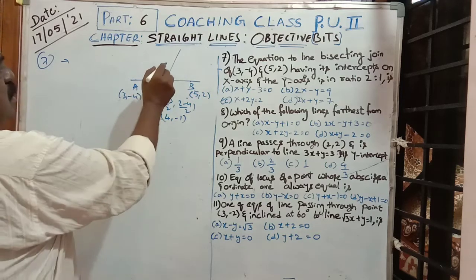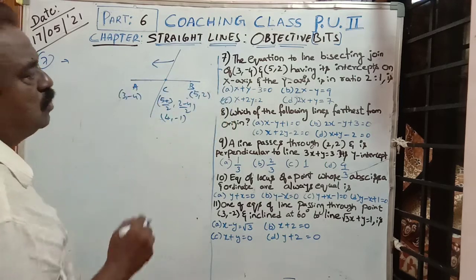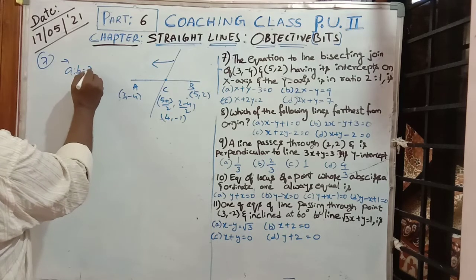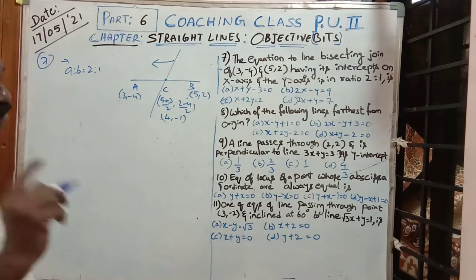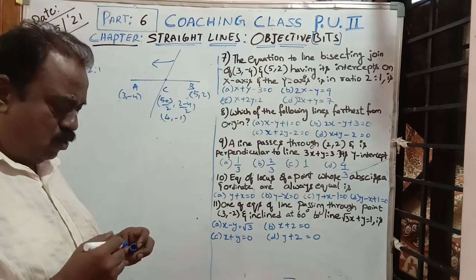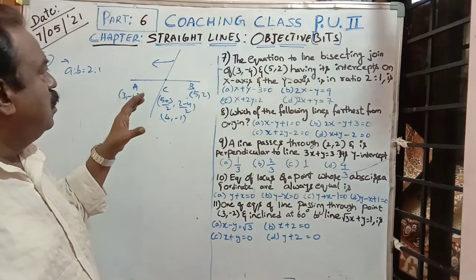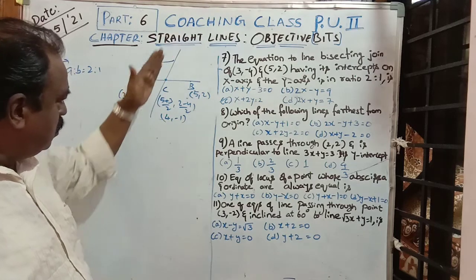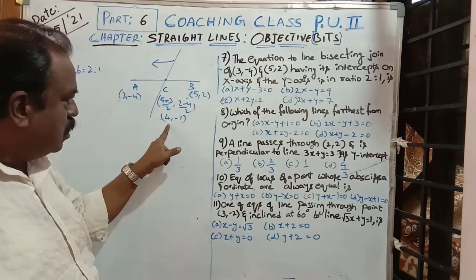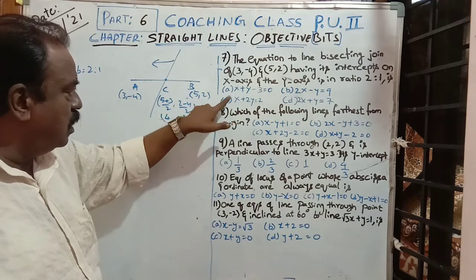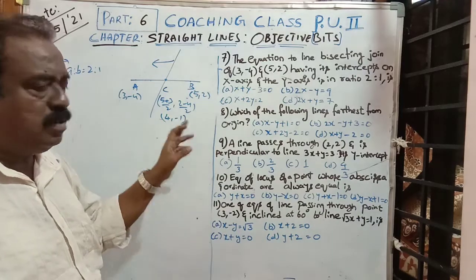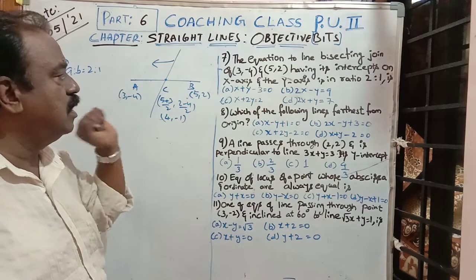And whose intercepts are in the ratio 2:1. Here a is to b is equal to 2:1. That is the concept. Here we have to think about the short method. The required line is, this is the required line, not AB. Required line is passing through this point. In the options, the required line is there. Whichever option is satisfied by this point, we can get the required line.